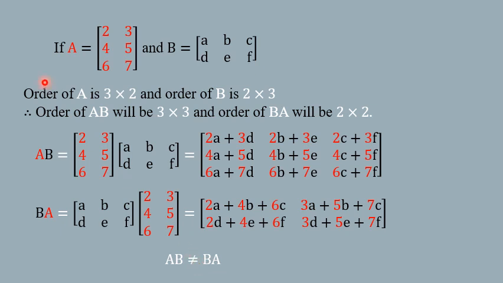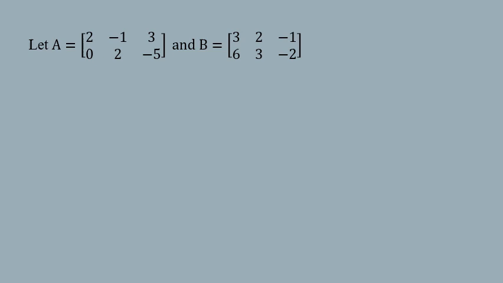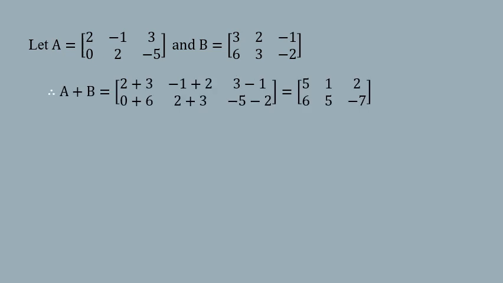Okay, next. Now here two matrices are given, matrix A and matrix B of the same order 2 by 3, and we are going to find the sum of these two matrices, that means A plus B. So to find A plus B, just add the corresponding elements.